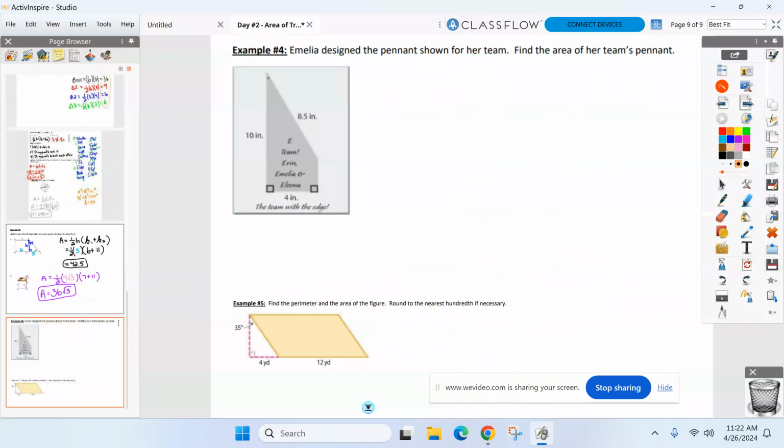Before we calculate the area, can we take a look at this pennant? Team E, right? Team E, everyone see what they're doing there? The E team, Aaron, Amelia, and Elena. Who else could be on this team?